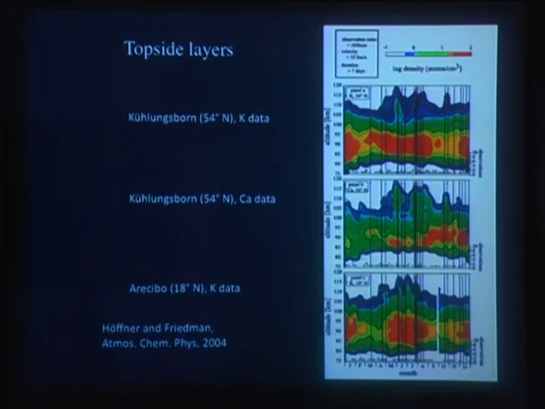They tried to explain this in terms of meteor showers. These vertical lines basically show the meteor activity, and there is no correlation between the meteor activity and this topside increase in the density. So this might be due to some other dynamical process. One needs to look into this. This is still not understood completely.